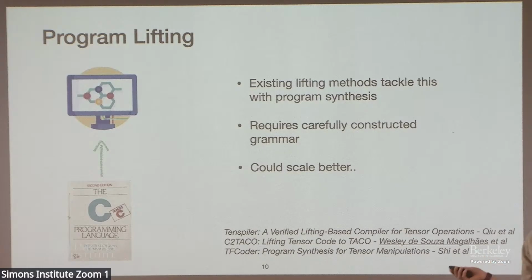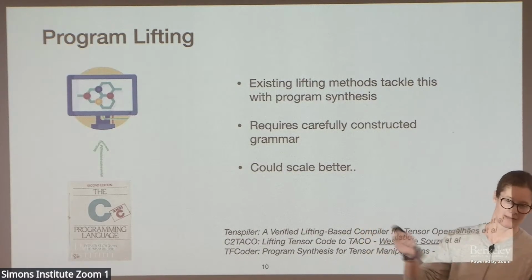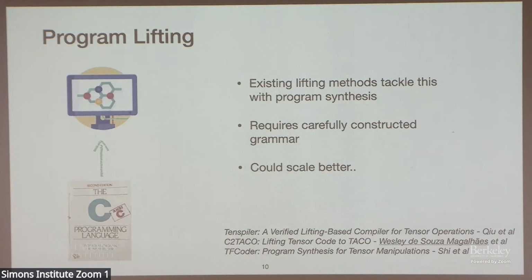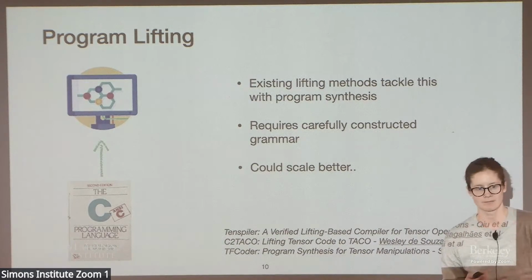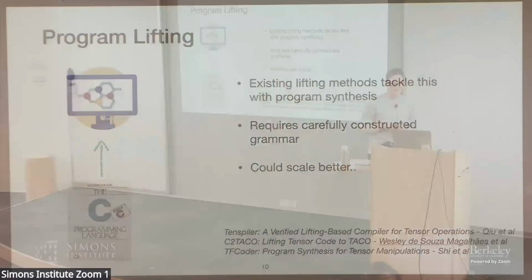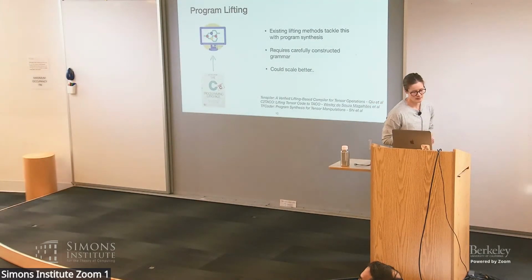Yeah, question. So I'm wondering about how you verify the program at the end, because if you start from a C program, do you assume that it's in some restricted subset where you can model its semantics, or how do you prove that whatever program you get is equivalent to the original?